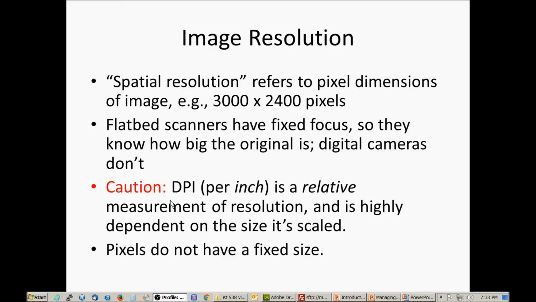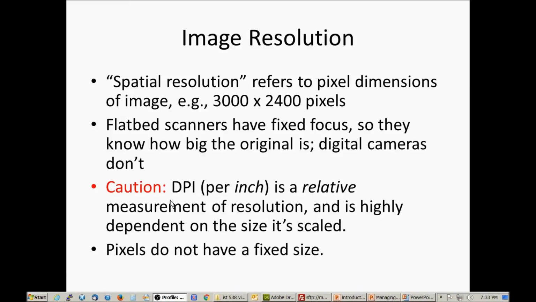One caution though with dots per inch or points per inch. It's a relative measurement of resolution, and so you can't, as I mentioned with the slide, if a slide is done at 300 dots per inch, that's not very high resolution. Typically, I would scan a slide at 1200 dots per inch DPI. On the other hand, if I were to do a newspaper at, say, 1200 dots per inch, it would be a gigantic image that was created.